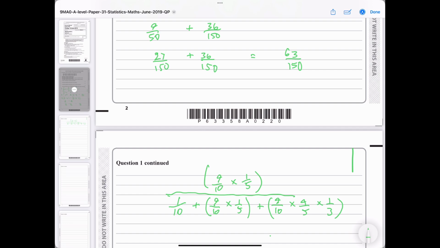Although weirdly, that all equals 9/26. So that's about finding what you can and can't do.